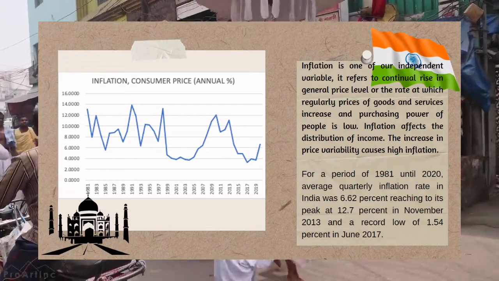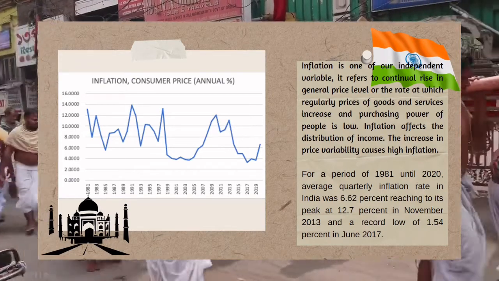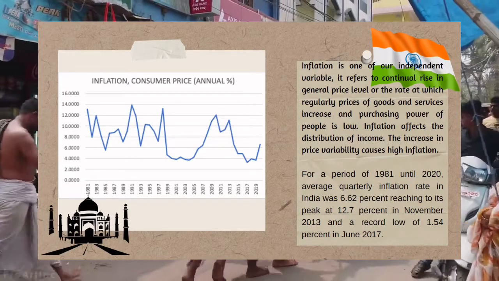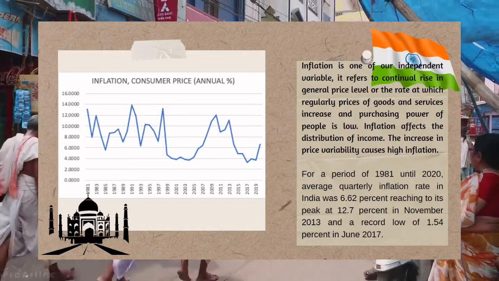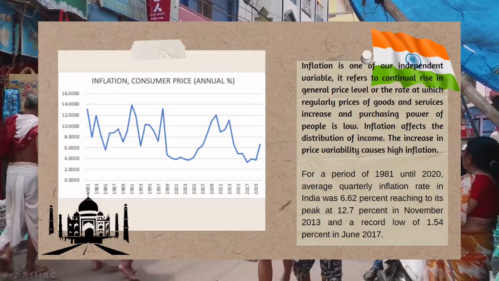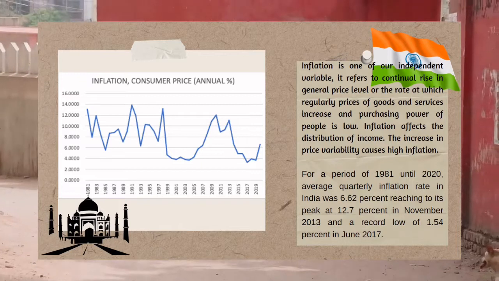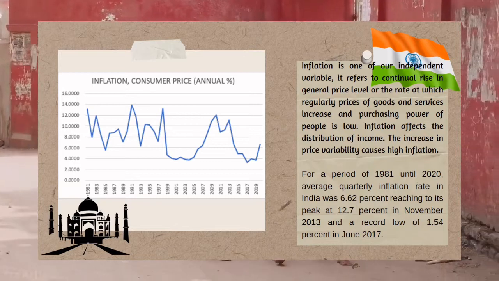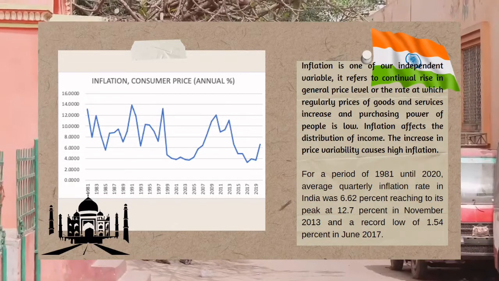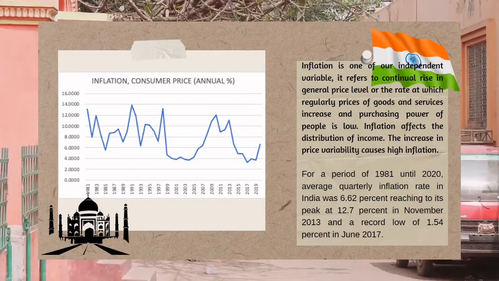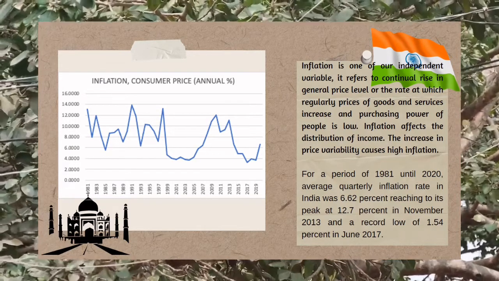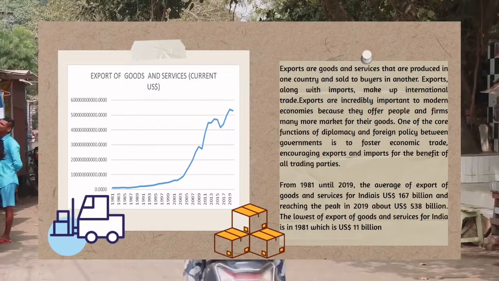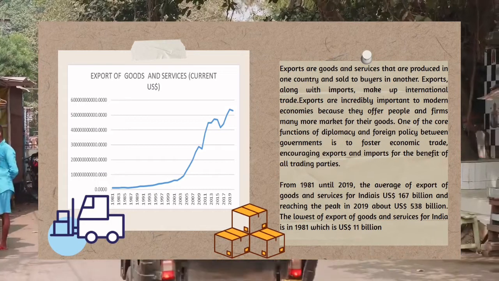For this slide, inflation is one of our independent variables. It refers to a continual rise in the general price level, or the rate at which prices of goods and services regularly increase and the purchasing power of people is low. Inflation affects the distribution of income. The increase in price variability causes high inflation. For the period of 1981 until 2020, the average quarterly inflation rate in India was 6.62%, reaching its peak at 12.7% in November 2013 and a record low of 1.54% in June 2017.